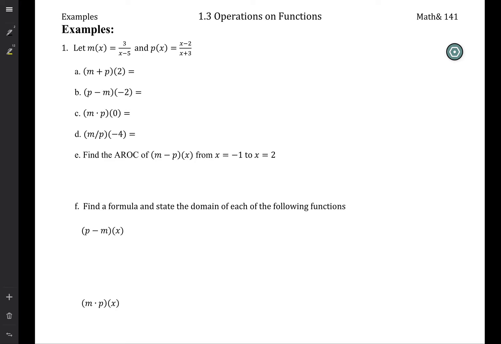Okay, let's go ahead and jump into some examples. So I'm going to start with formulas. That's probably the messiest one, but we'll go ahead and start there because that's what you've just been doing.